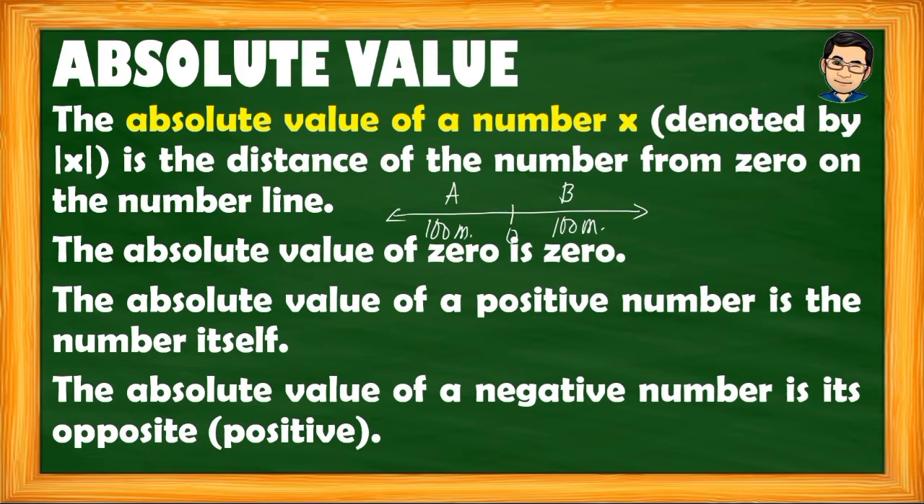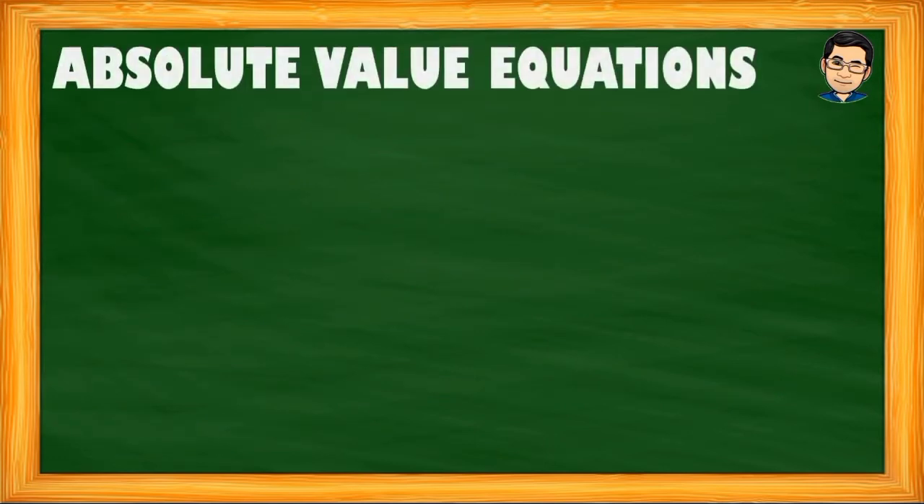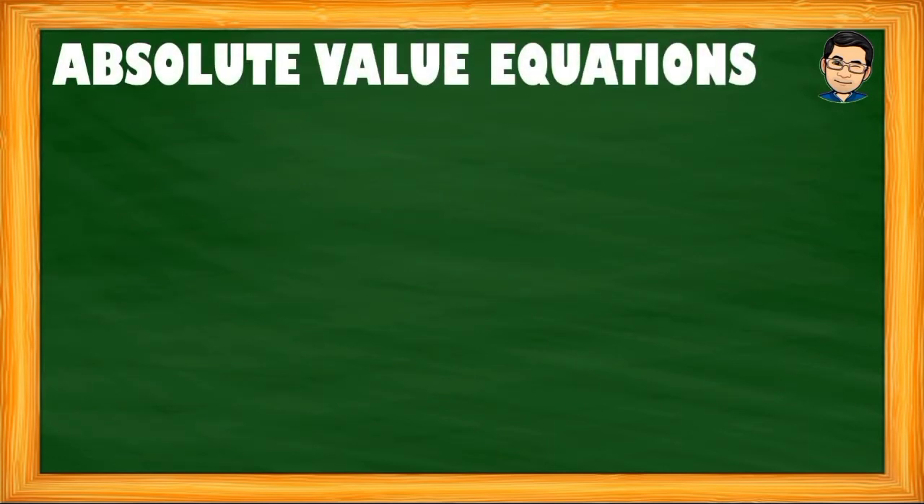Like, for example nga, yung distance ni A from the origin is 100 meters. Hindi natin pwedeng sabihin na negative 100 meters. So, yan lang po yung definition ng absolute value. So, after discussing with you the definition of absolute value, let us now move on to absolute value equations.